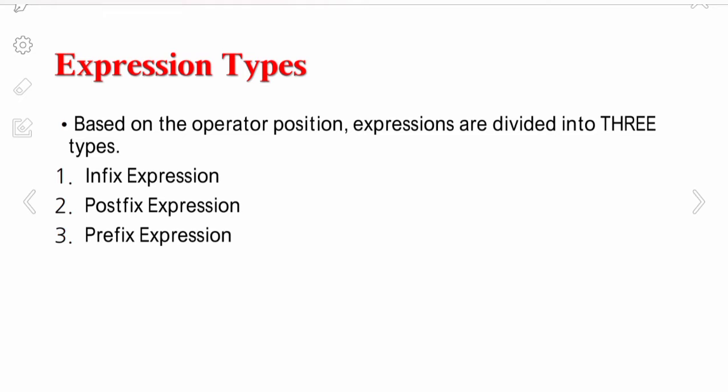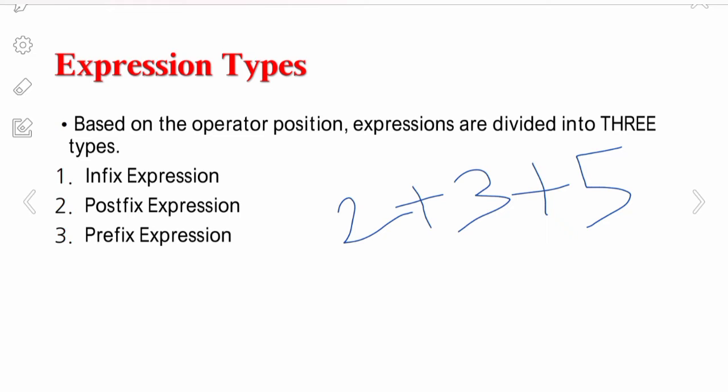Another thing is precedence and associativity. Associativity is used whenever a given expression has more than one operator of the same priority. Suppose in the given expression 2 plus 3 plus 5, two operators of the same priority are used. Then how can we evaluate this expression? By using the associativity.